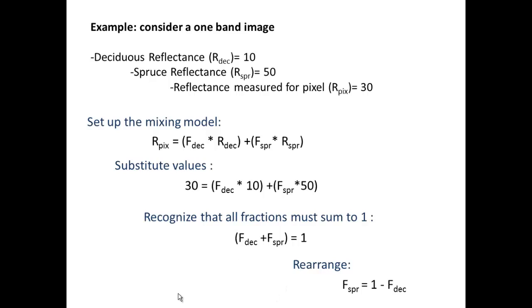Then we can rearrange that unit sum assumption such that fraction of spruce equals 1 minus fraction of deciduous. And I can substitute in the fraction of spruce back into this equation. And I can now solve this whole equation for the fraction of deciduous and then solve again for fraction of spruce. So we ended up with two equations, two unknowns, and we were able to solve for both fractions.